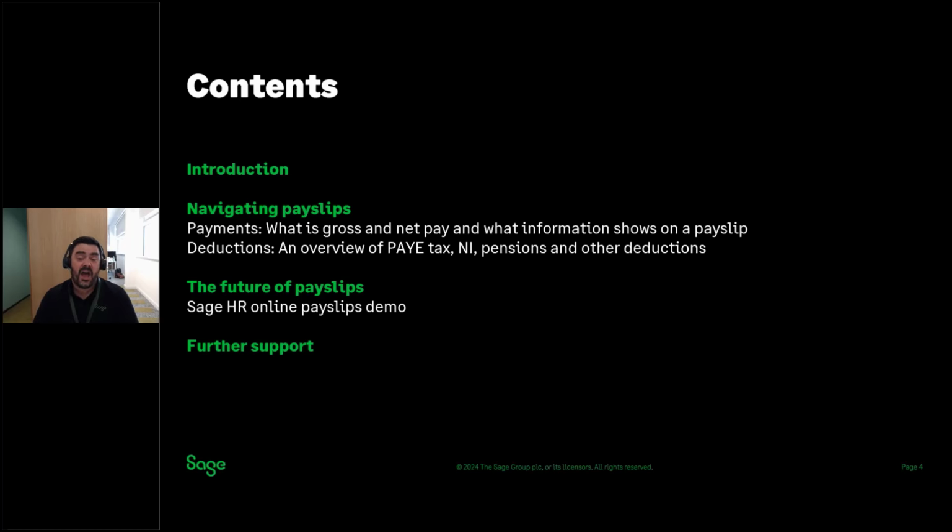We're then going to take a look at navigating payslips. So we're going to zone into each section of a typical payslip, explaining more about payments and the information that needs to appear on a payslip, deductions and how those deductions are calculated, and also other areas such as year-to-date values. We're going to finish the webinar with a quick look at the future of payslips, and the future is now.